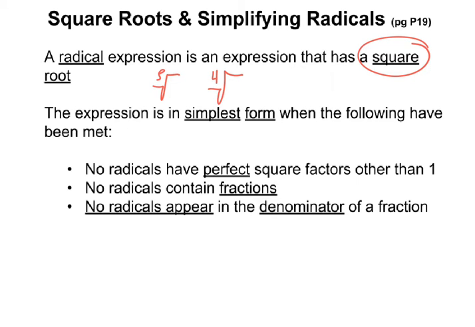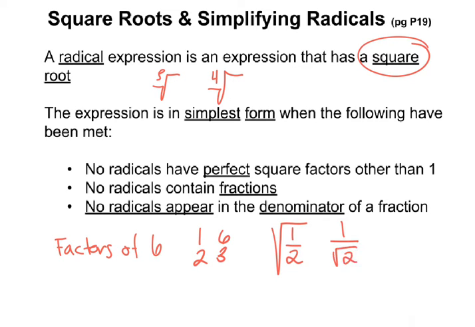So a factor is one of two numbers that are multiplied together. So for instance, the factors of 6 would be 1 and 6, and 2 and 3. None of those numbers are a perfect square other than 1, and that's not going to help us today. No radicals contain fractions. You cannot have something like this. And no radicals appear in the denominator of the fraction. You couldn't have something like this.